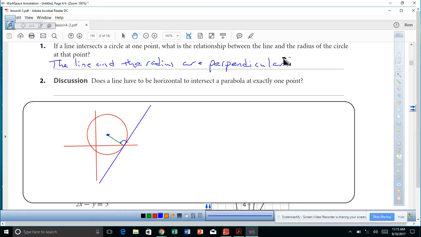No. For example, a line could be tangent to a parabola at any point along the curve. So let's just do that real quick. Here's our coordinate plane. Let me draw a level line. Does that look level? Kind of. All right, let me draw a regular old parabola right here. So does a line have to be horizontal to intersect a parabola at one point?